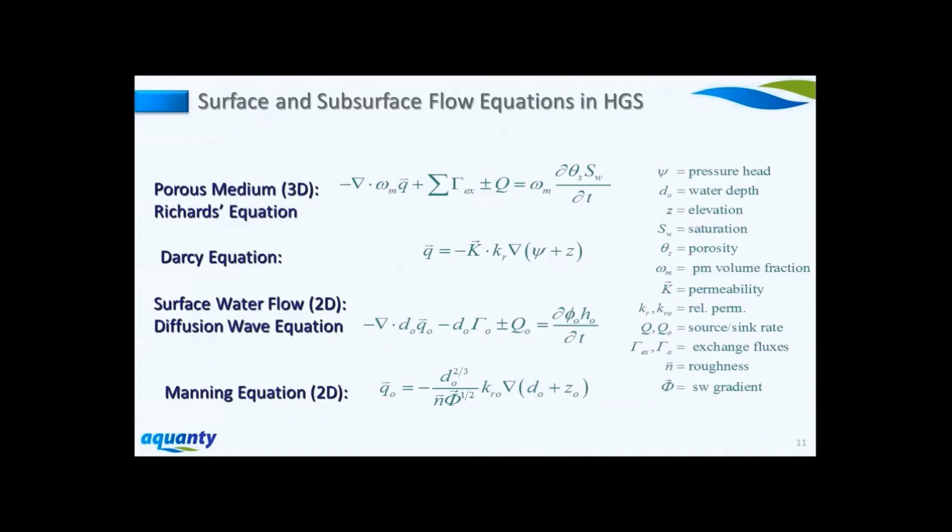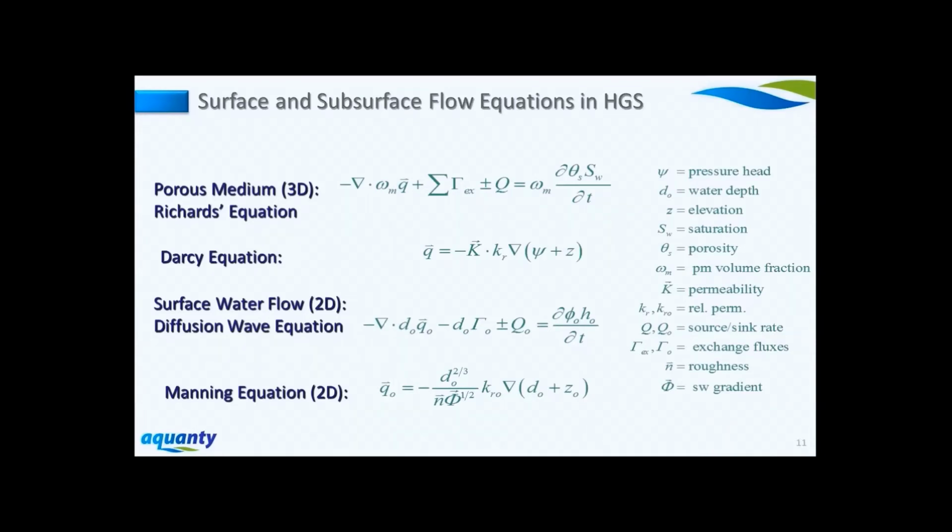So let's just step through and look at some of the key equations upon which HGS is built, and I'll go through this quite quickly. Many of you will be familiar with the equations. So in the subsurface, we have Richards' equation in the upper equation, which simply says the divergence of the water flux plus or minus a certain exchange of water between the different domains, such as surface and subsurface, equals change in storage on the right-hand side. We have here Darcy's equation, which includes a relative permeability term and a hydraulic conductivity tensor, and then it's, of course, based on the gradient of the pressure head and elevation head.